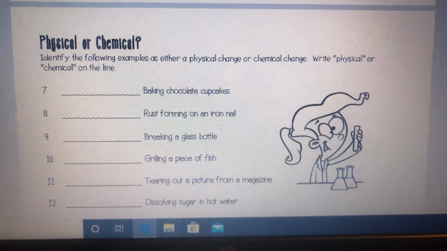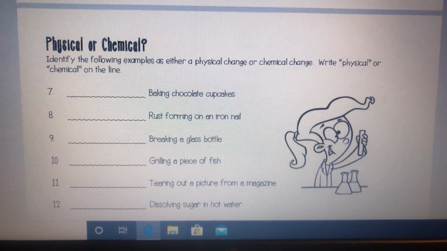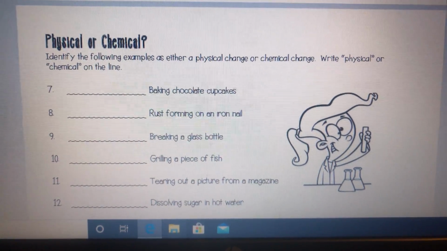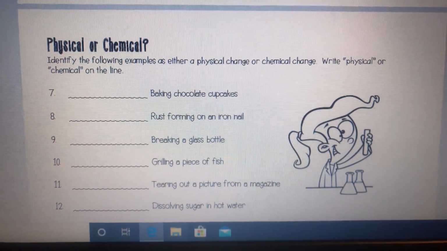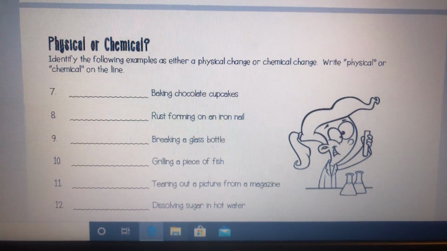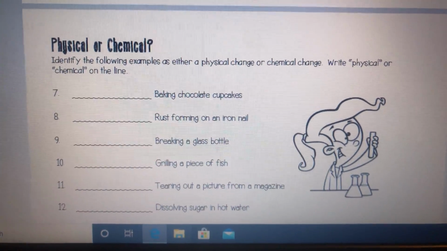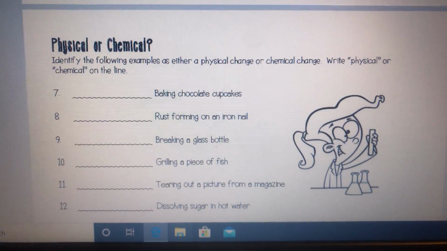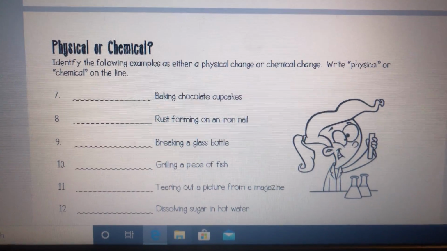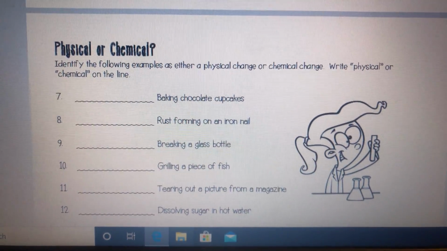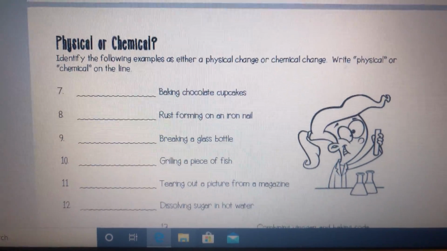Rust forming on an iron rail. Is that a physical or a chemical change? That's a chemical change. When you form rust, and we did that in one other lab, we actually put a lot of heat into steel wool, which is iron, and we turned it into rust. So rust forming on an iron rail or a nail is a chemical change.